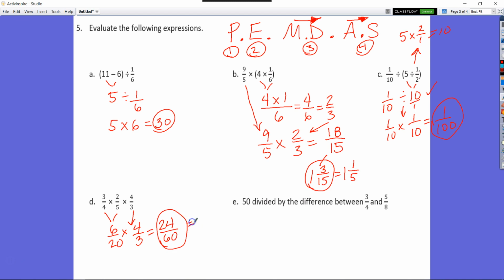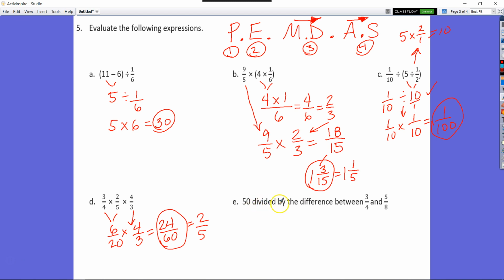If you want to go ahead and simplify, you can. Say, well, I know that these both are divisible by 12. 12 goes into 24 2 times, or 24 divided by 12 is 2, and 60 divided by 12 is 5. And we know that that would be our answer there.